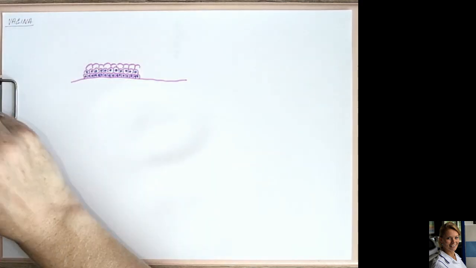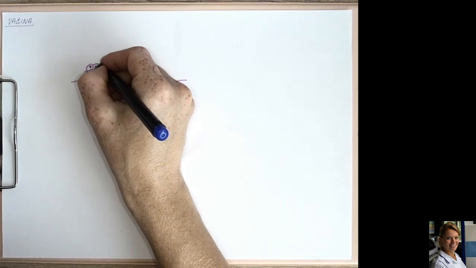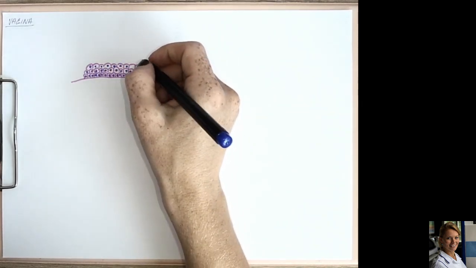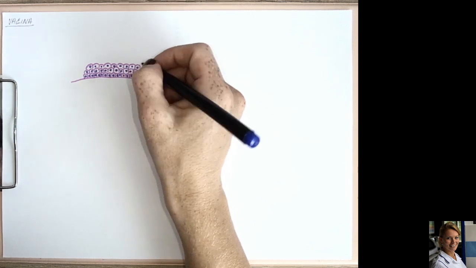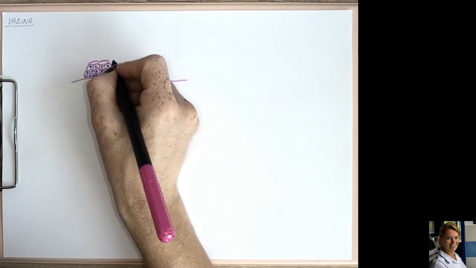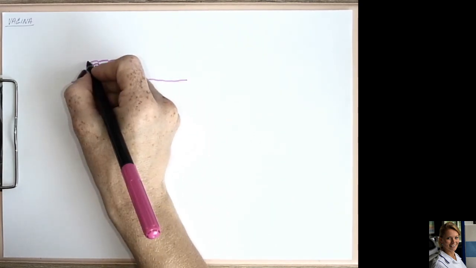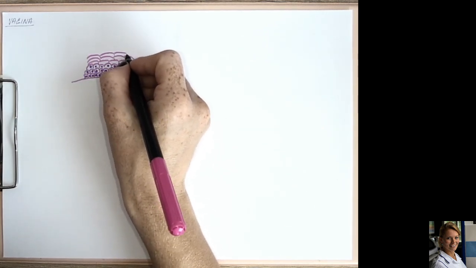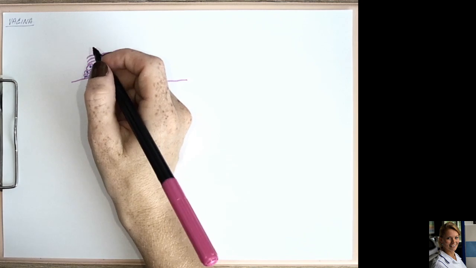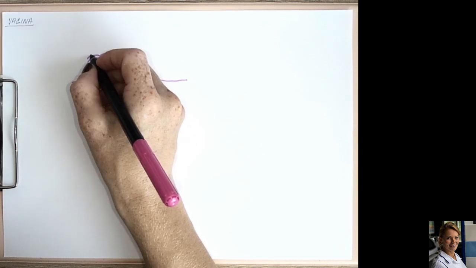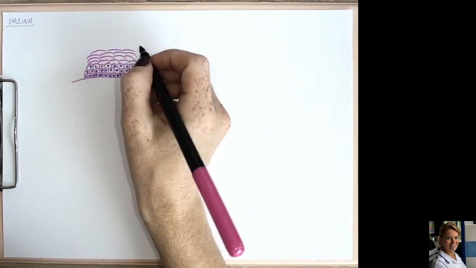Many layers. An intermediate layer contains flattened cells with flattened nuclei. And the last layer is superficial layer, also flattened cells with flattened nuclei.